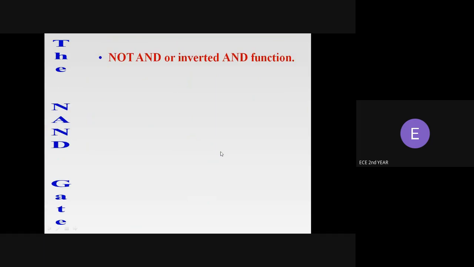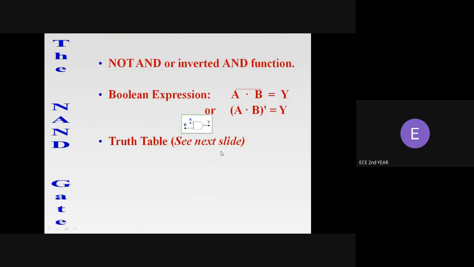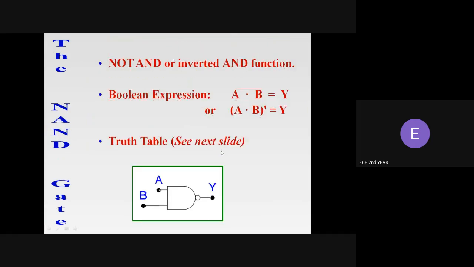Next, the gate is nothing but the NAND gate, and the following gates will be applications of the previous gates we see. NAND gate is nothing but a NOT gate added to the AND gate. The Boolean expression for the AND gate is A dot B, and the Boolean expression for this NAND gate is A dot B bar. And A dot B bar can also be written as A dot B the whole bar.